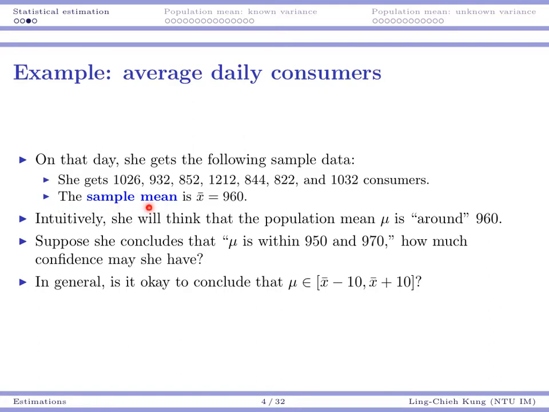So based on my knowledge about sample mean, I know it has a close relationship with population mean. And intuitively, everybody will say that if my sample mean is here, then the population mean should be around 960. Or we may say that mu must be around 960. So let me guess: I guess mu is within 950 and 980.